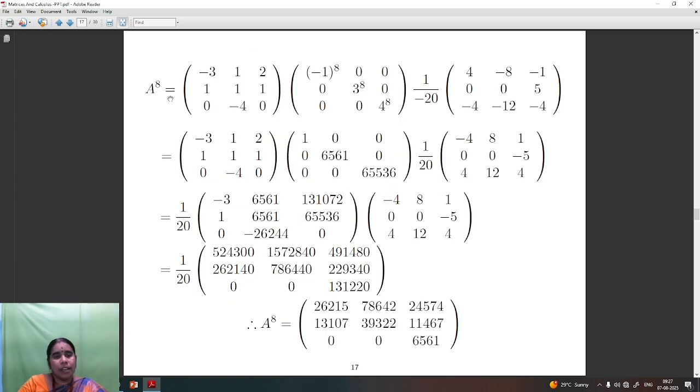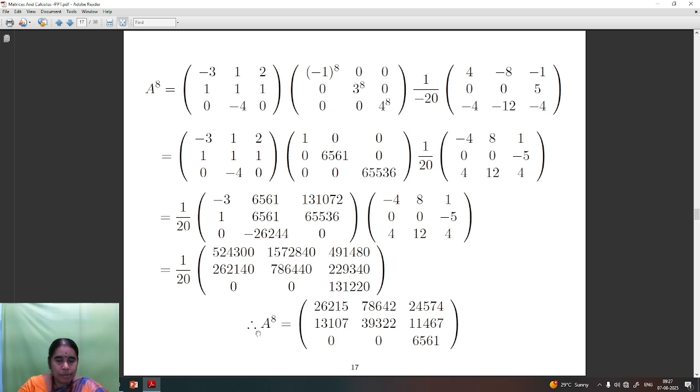So, calculating, A power 8 is P times D power 8 times P inverse, where D power 8 has minus 1 raised to the power 8 reduced to 1, 3 power 8 is nothing but 6561 and 4 power 8 is nothing but 65,536, and then multiplying with this. On multiplying all the three matrices, we just get the answer as A power 8 is equal to this much.